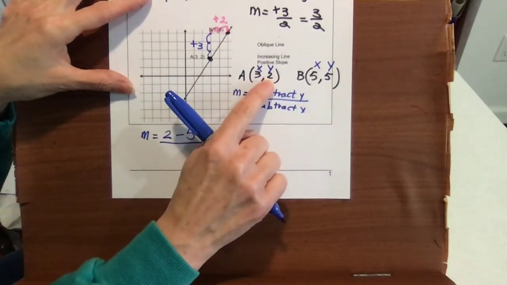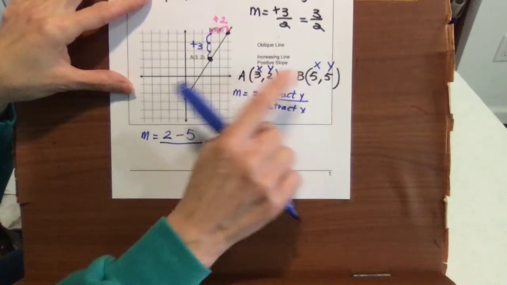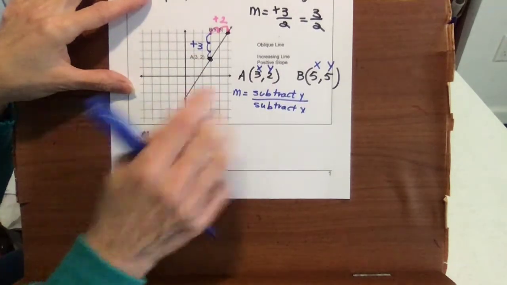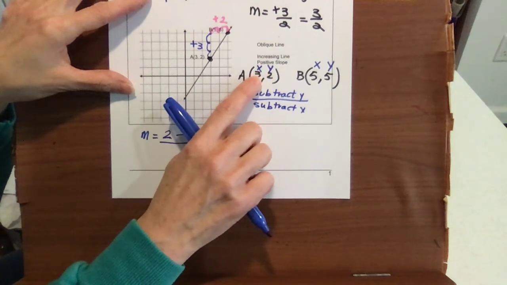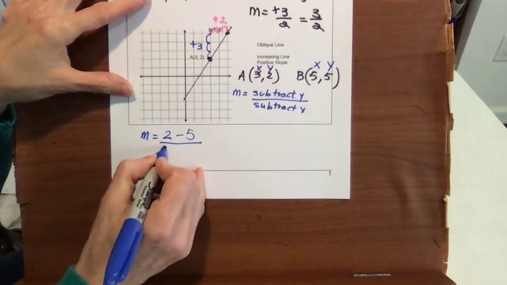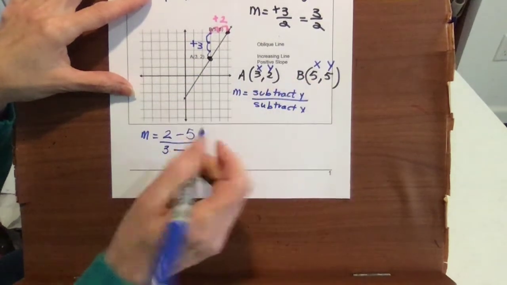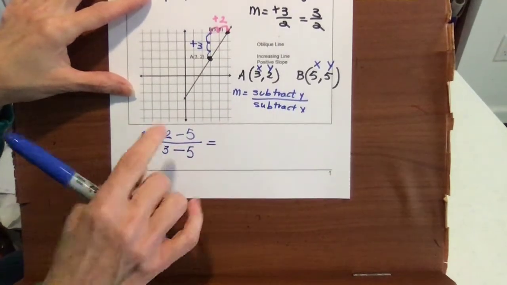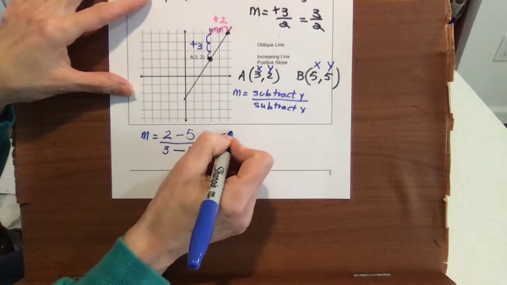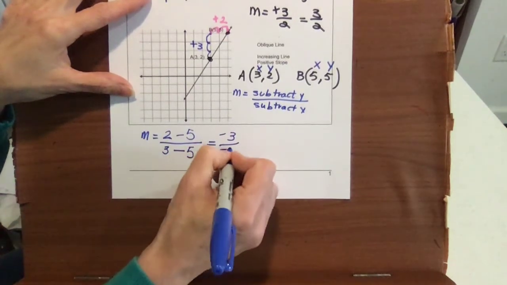Now I'm going to put that over my subtraction of the x's. But because I took my y from the first point, I have to take my x from this first point also. If I take my x from the other point, you'll get the wrong slope. So you always go back to where you started. I'm going to take my x from the same point that I first took my y, which is 3, and I'm going to subtract the x from my second point, which is 5. And now I'm going to do a little calculating. In my numerator, 2 minus 5 is negative 3. Watch your signs. And in the denominator, 3 minus 5 is negative 2.